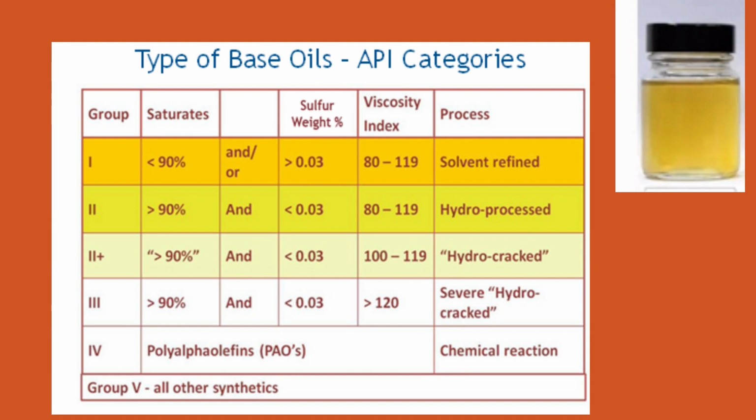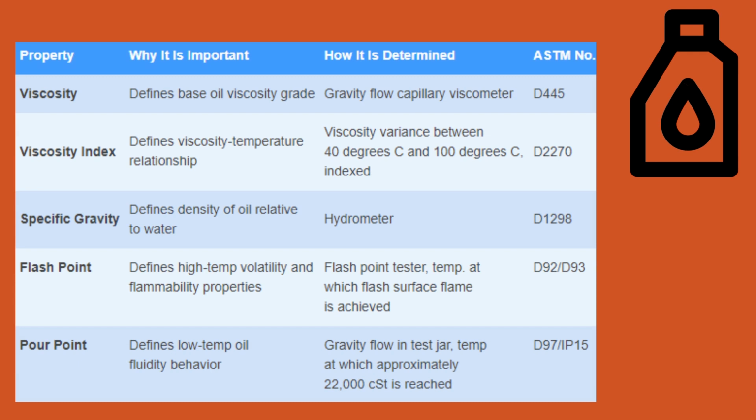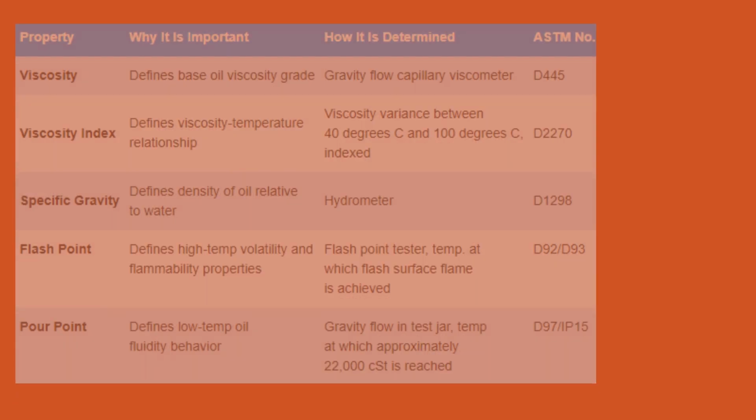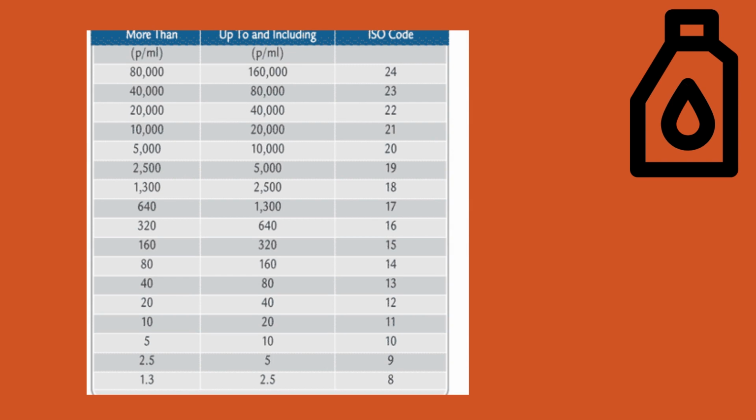There are five groups of base oil. This is a chart in which the five groups are shown. Then the properties of lubricants. The main properties are viscosity, viscosity index, specific gravity, flash point, and pour point. These are the main basic properties of lubricants. Then this is a cleanliness chart of ISO code for lubricants.